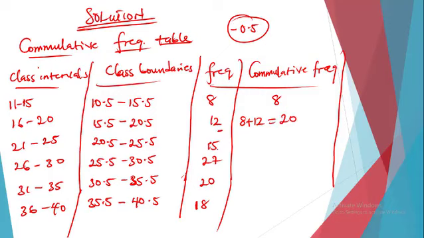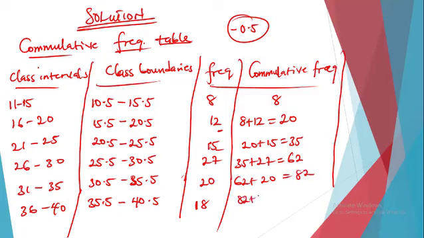The next one would then be 20 plus 15, which is what? 35. The next one is 35 plus 27, and that will give us what? 62. The next is 62 plus 20, which will give us 82. The next is 82 plus 18, and that will give us 100. So we've gotten all that we require.